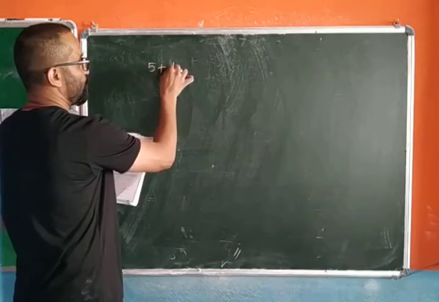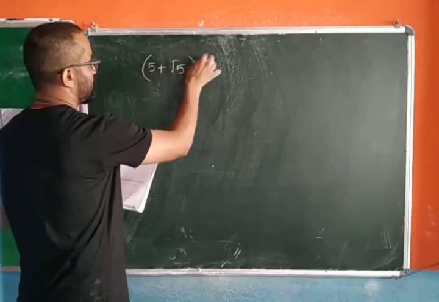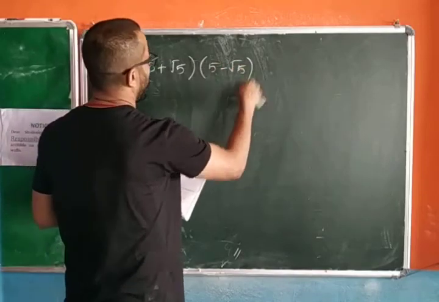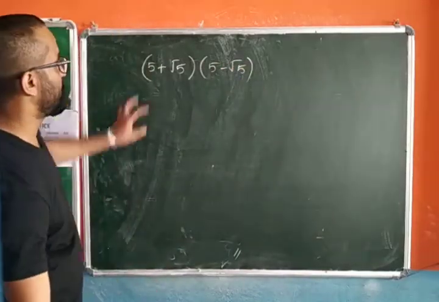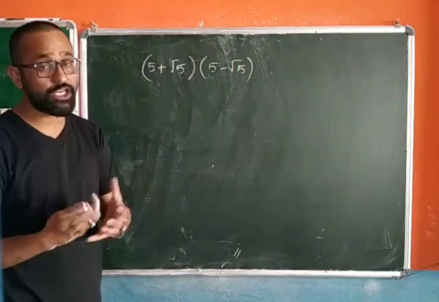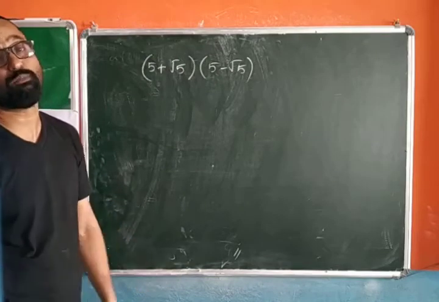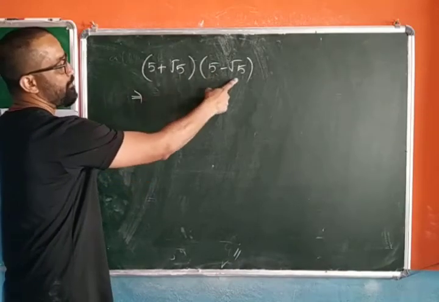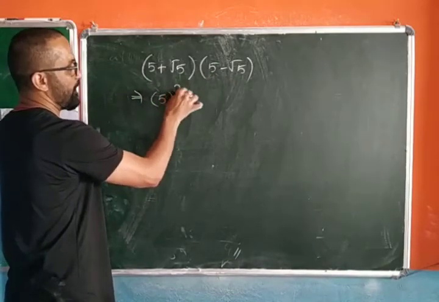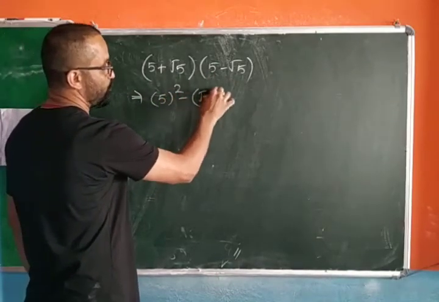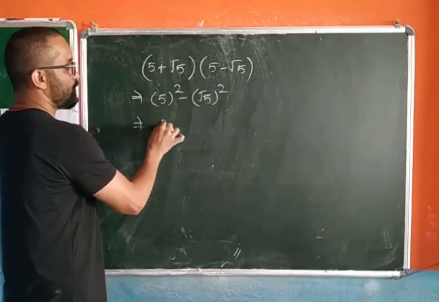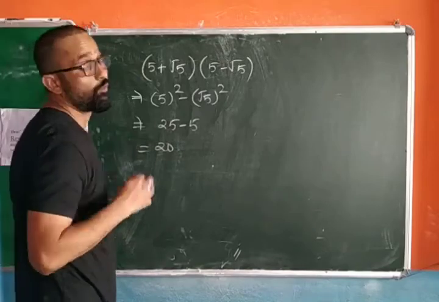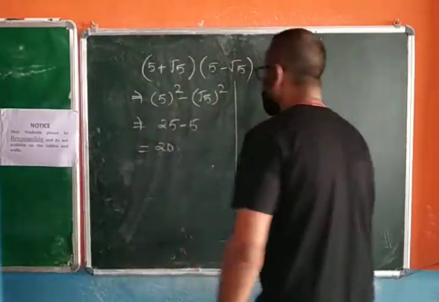5 plus root 5 multiplies 5 minus root 5. You have like terms with plus and minus. Directly you can solve it or you can use multiplication. First step, the a plus b, a minus b formula, you get 5 square minus root 5 whole square, which is equal to 25 minus 5, equals 20. One method, or you multiply it.